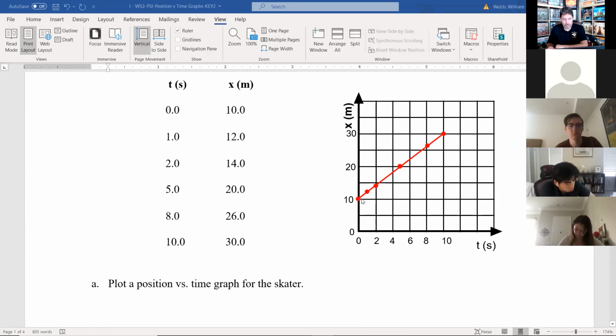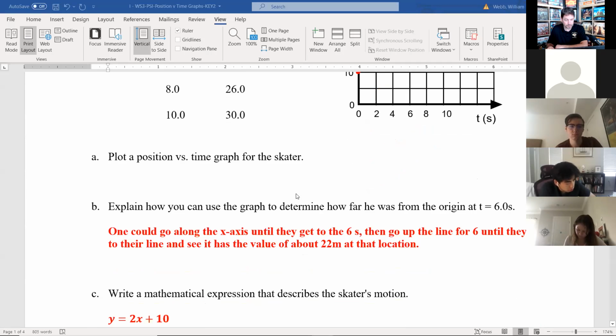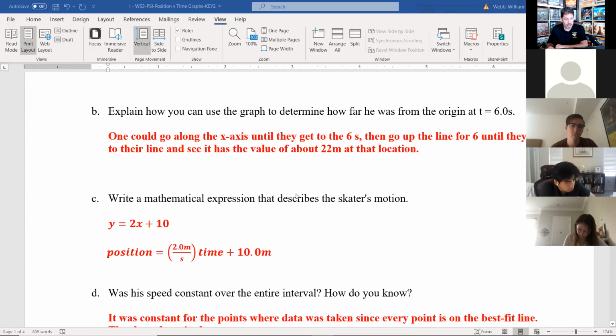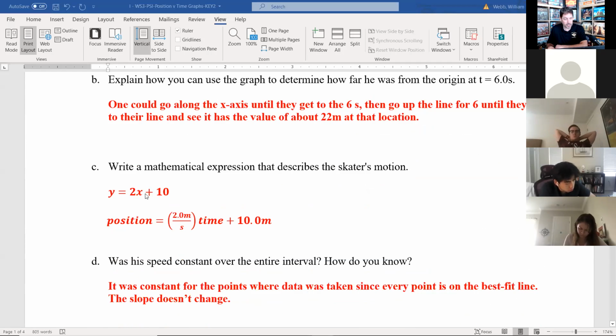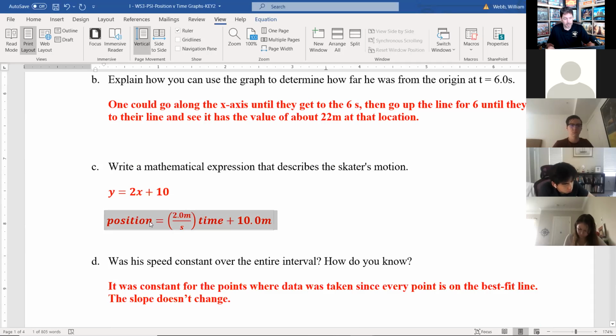And you can see from the graph that he didn't start at the origin. If this is the 0 mark on the ground, the timer didn't start until he was already at 10 meters from that 0 mark, and then just kept moving further and further away. Part C, write a mathematical expression that describes the skater's motion. So we've got y equals 2x plus 10 is just the raw sort of equation without properly writing it as a model. And then this is a more acceptable model with complete units.